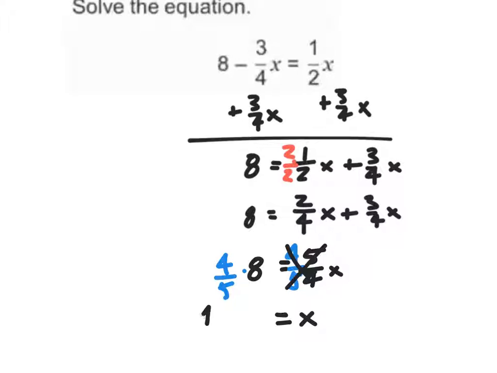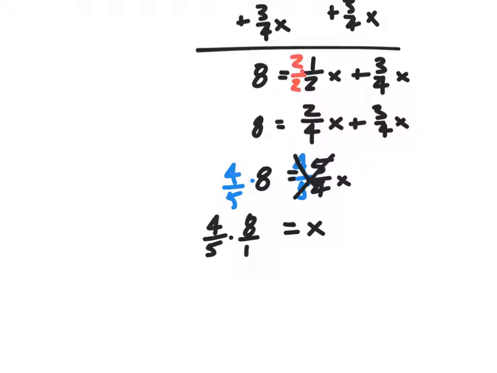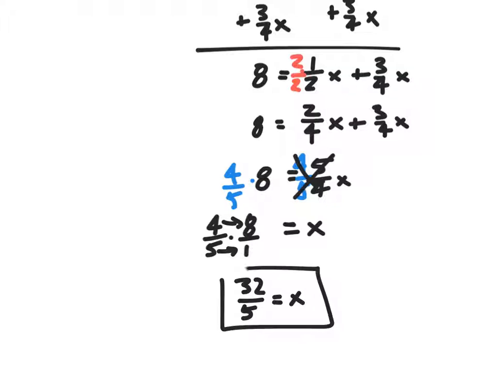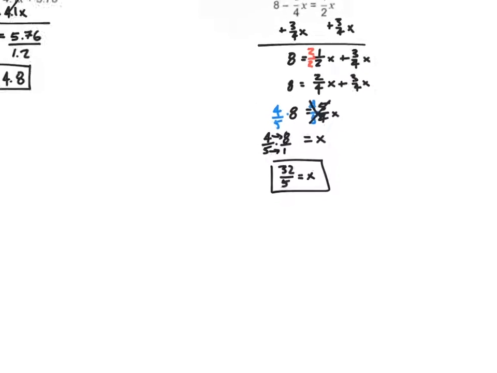So now I've got 4/5 times 8 over 1. Now I'm just going to multiply across, and I'm going to get 4 times 8, which is 32, over 5 times 1, which is 5. So 32/5 is equal to x, and that's our answer, okay? And that's all I got for this page, okay?